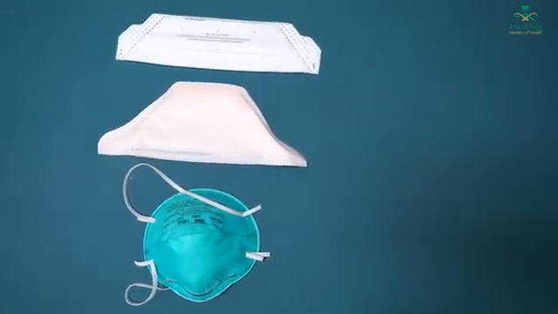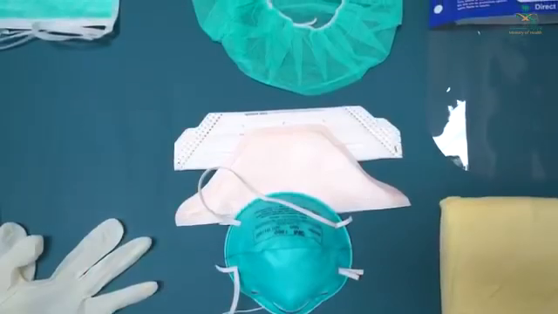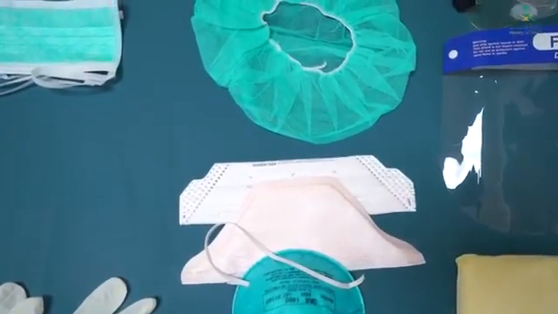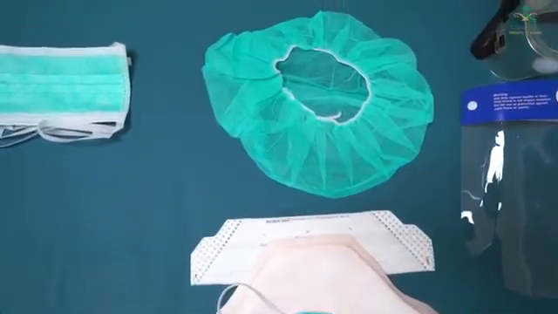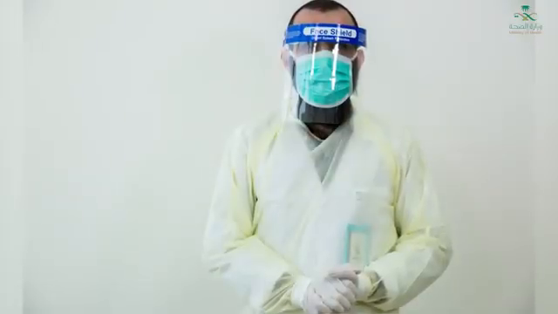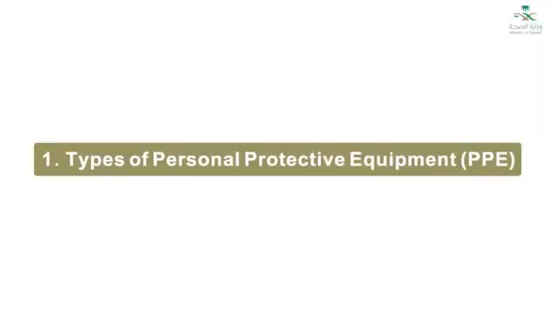This can protect patients and healthcare workers from infections. Gloves, gowns, surgical masks, eye goggles, face shield and respirator masks are all examples of PPE that may be worn in the provision of healthcare. Types of personal protective equipment, or PPE.